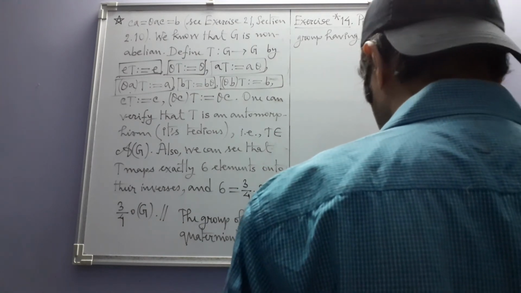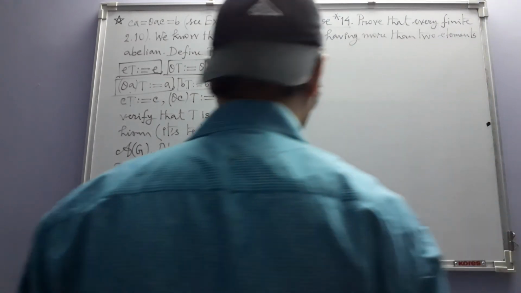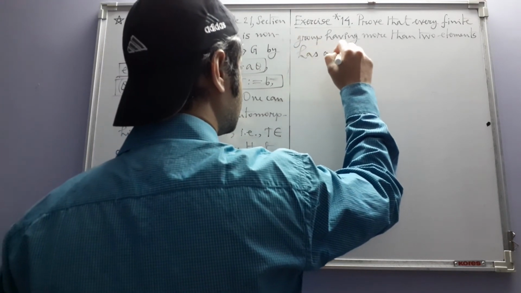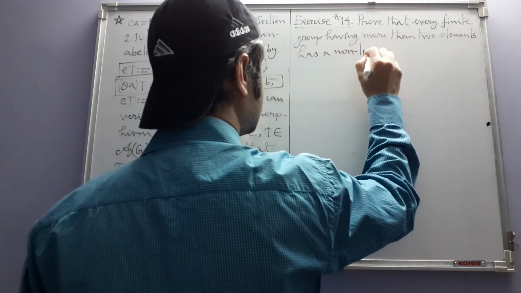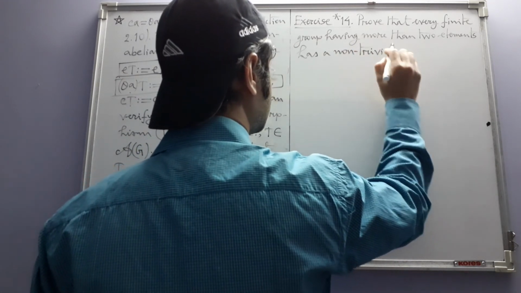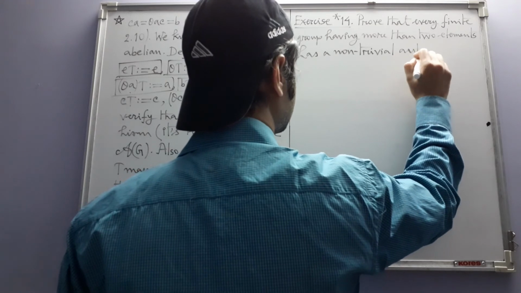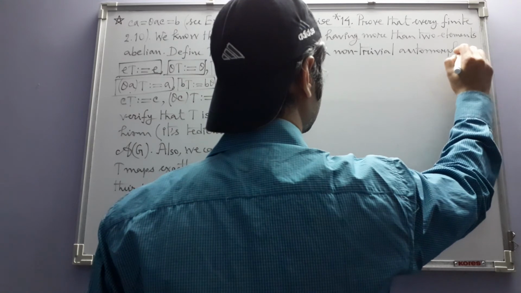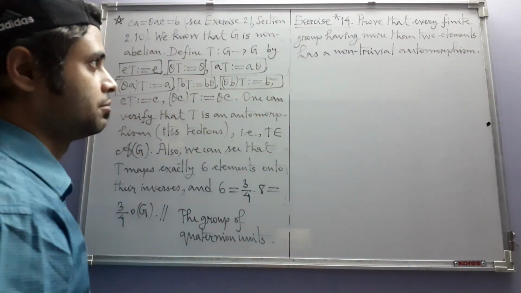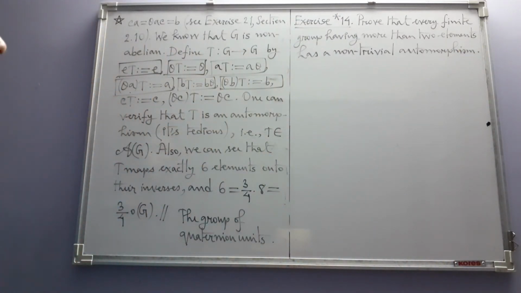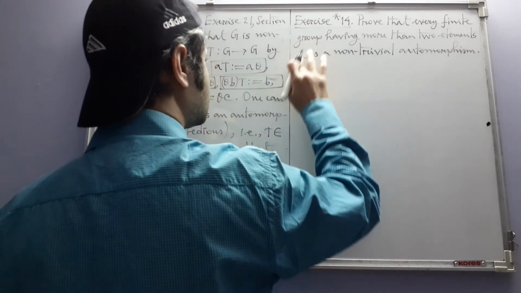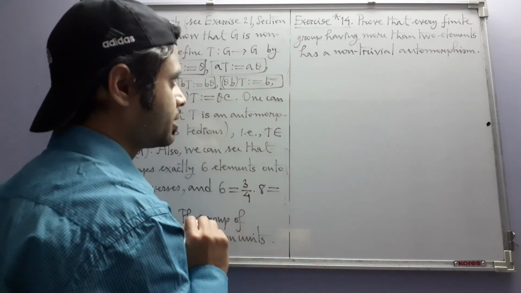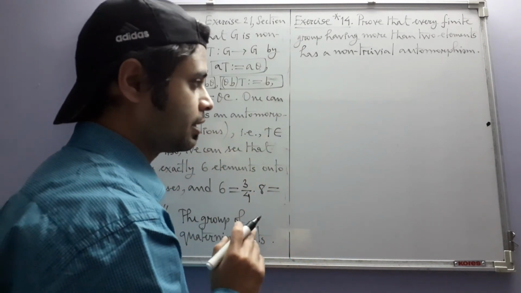Having more than 2 elements has a non-trivial automorphism. You may be able to perform this calculation somewhat faster than me, because my thinking is extremely slow.